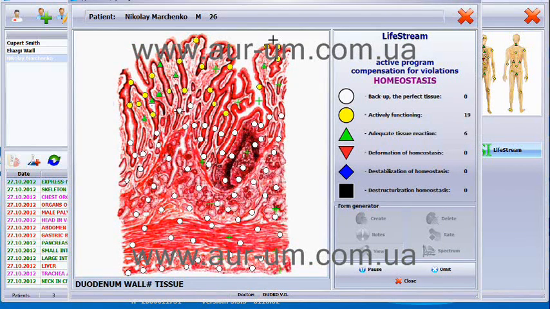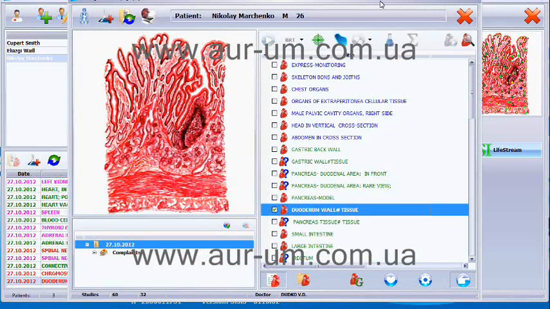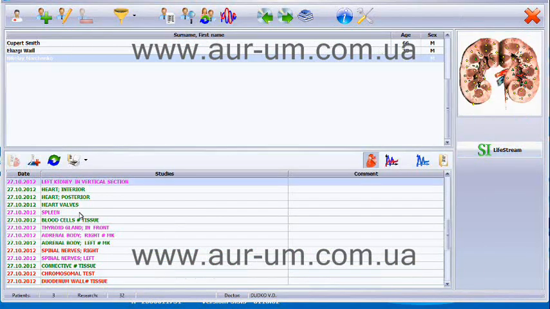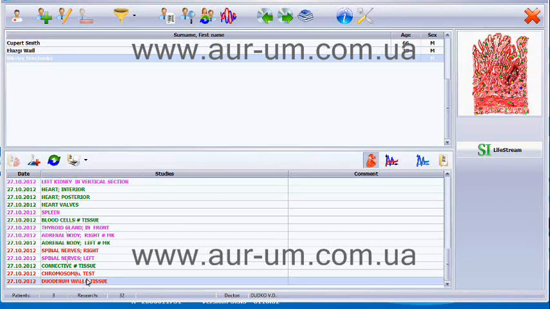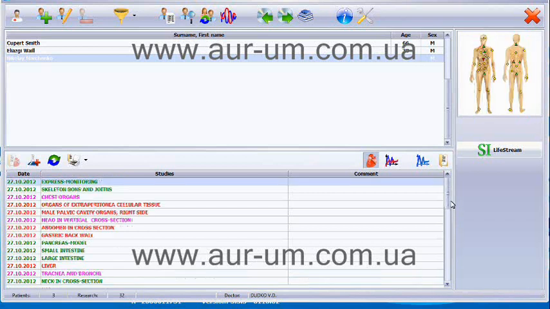As we already mentioned, the organs can be tested from different sides and also on the level of the tissue. And the markers here indicate the level of intoxication. We come back to the list. So here it is, the duodenum wall tissue is also automatically recorded after we did the test on the patient.